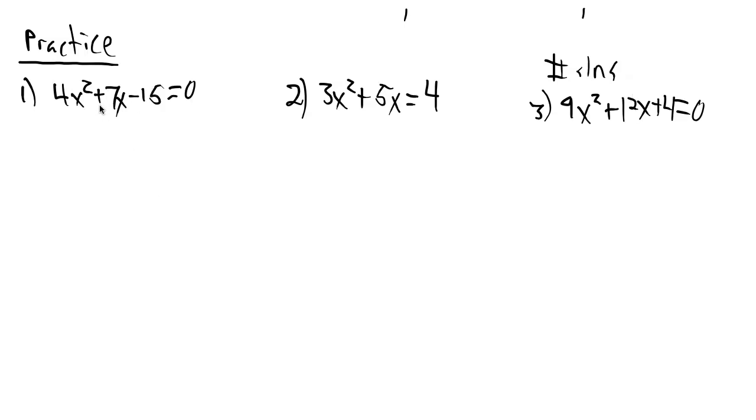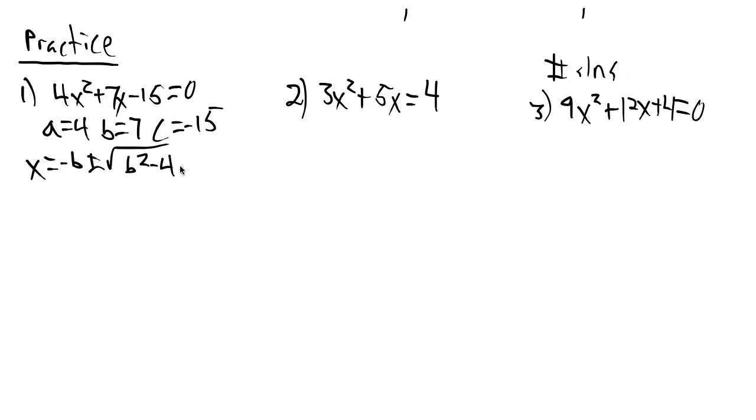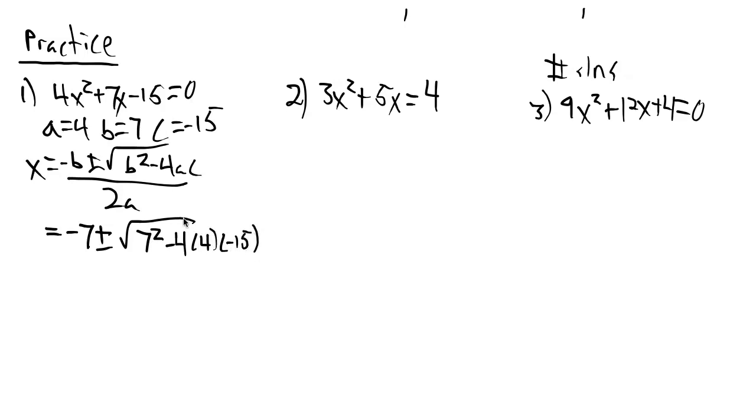All right, let's get to it. Starting with this one, we have a is equal to 4, b is equal to 7, and c is equal to negative 15. Quadratic formula, x equals negative b plus or minus the square root of b squared minus 4ac all over 2a. So we get that this is equal to negative 7 plus or minus the square root of 7 squared minus 4 times negative 15 all over 2 times 4.